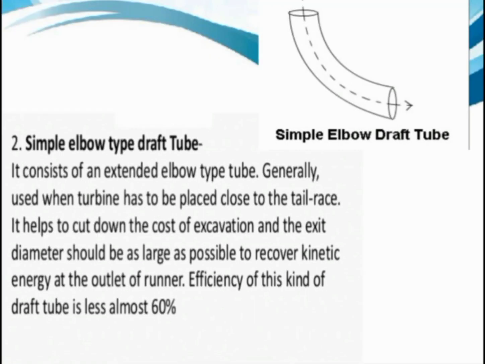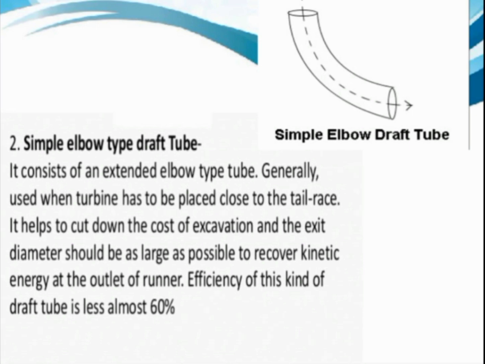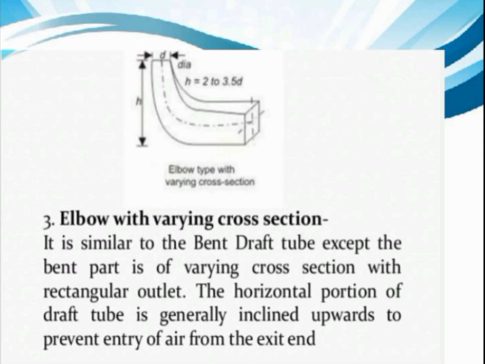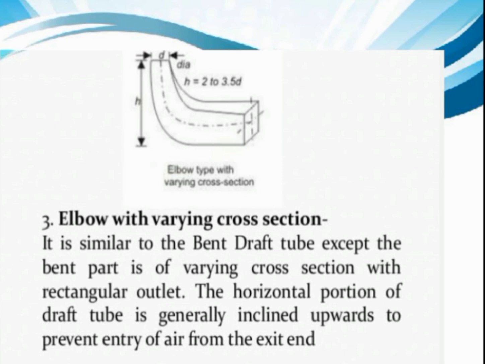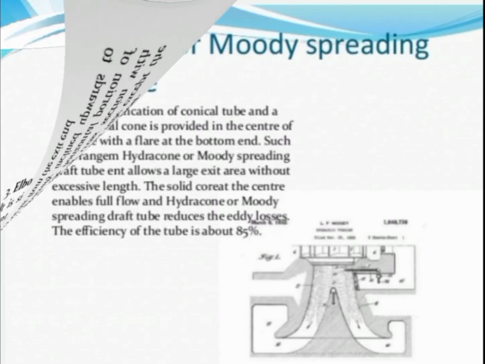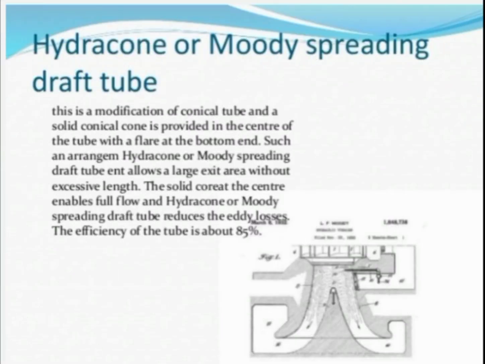The second type is the simple elbow type draft tube. It consists of an extended elbow type tube, generally used when the turbine has to be placed close to the tail race. The third type is the elbow with varying cross section. It is similar to the bend draft tube. The fourth type is the moody bending draft tube.